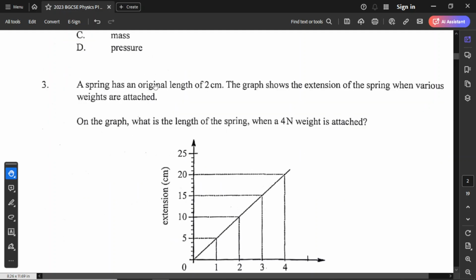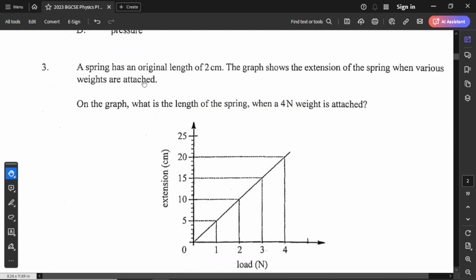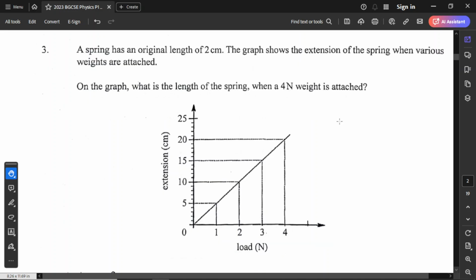For question number 3, it's a spring has an original length of 2 centimeters, so pay attention to that original length of the spring. The graph shows the extension of the spring when various weights are attached. It said on the graph, what is the length of the spring when 4 newtons weight is attached? And so please make the note right here now that 4 newton weight will cause an extension of 20 centimeters. So they ask us for the length, the total length at 4 newtons.